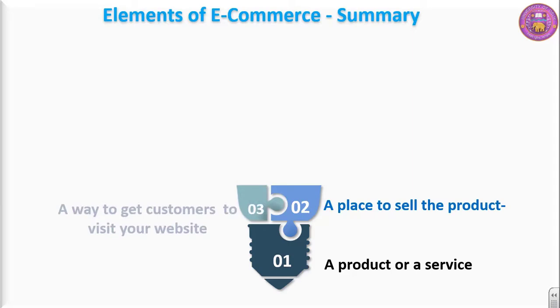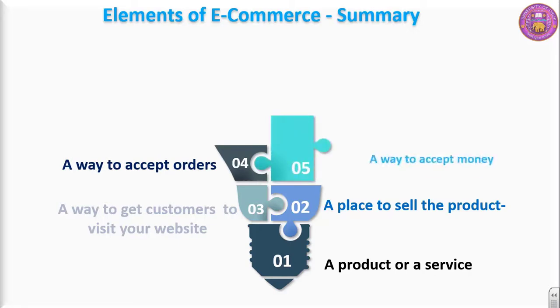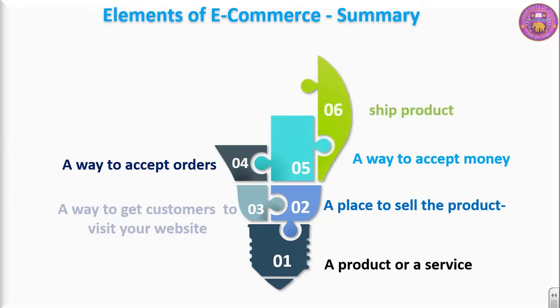We must have a way to get our customers to visit our website. We need to bring customers to visit our website. There must be some way to accept orders. The main motive is to earn money. There must be a way to accept money. Then those products have to be shipped.